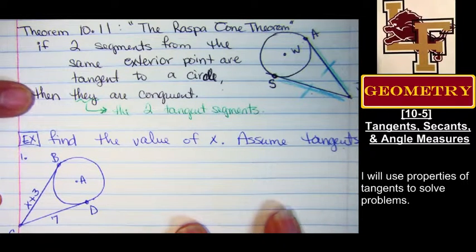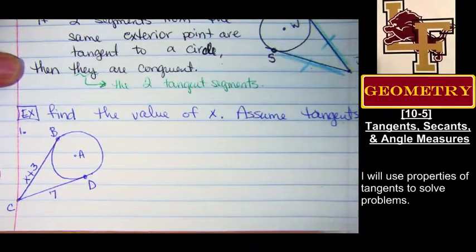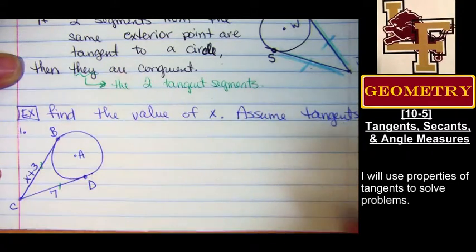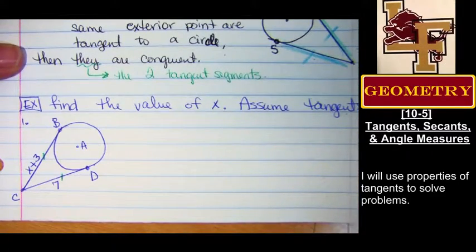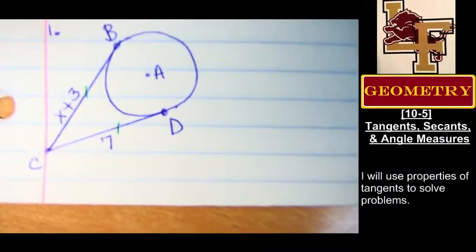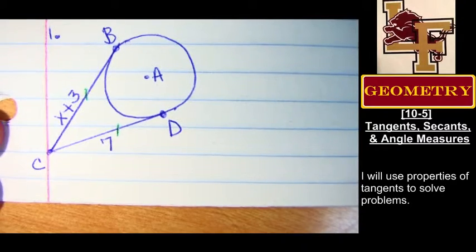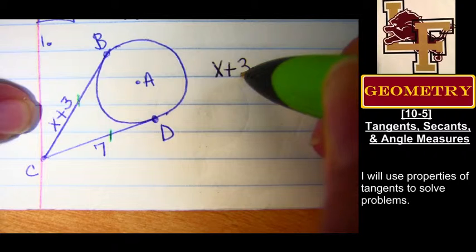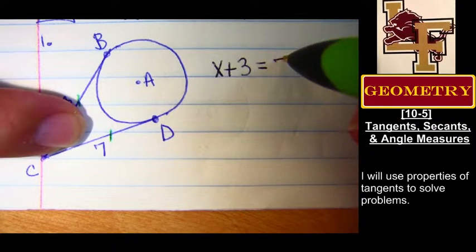They are congruent. Which they? The 2 tangent segments are congruent. So this thing is congruent to this thing. Congruent means same size, same shape. And so that means that BC and CD have the same measure. So this measurement is the same as this measurement.